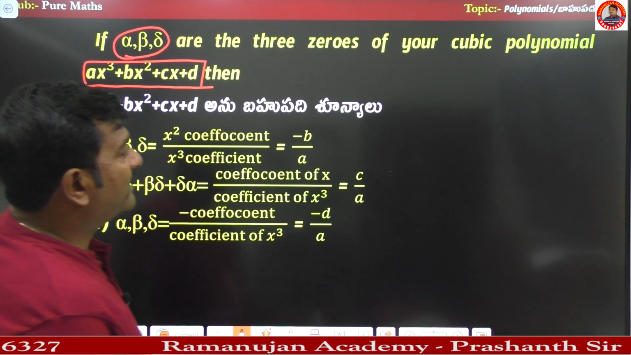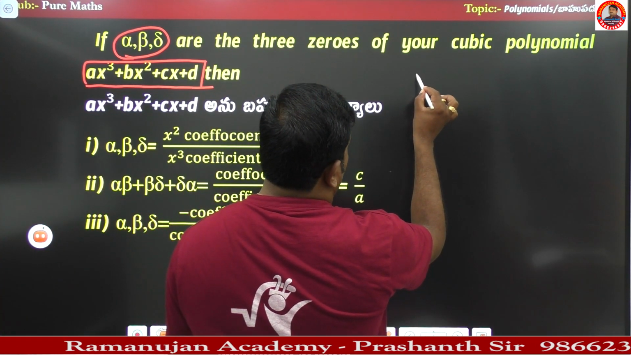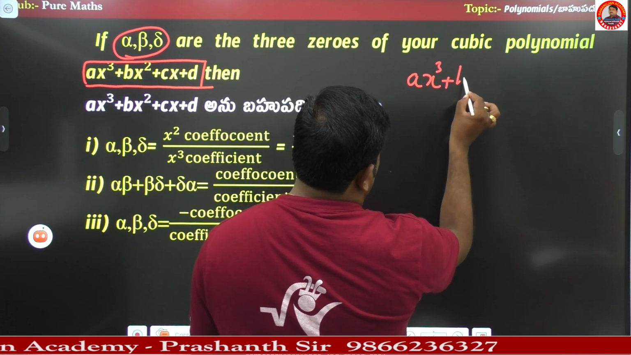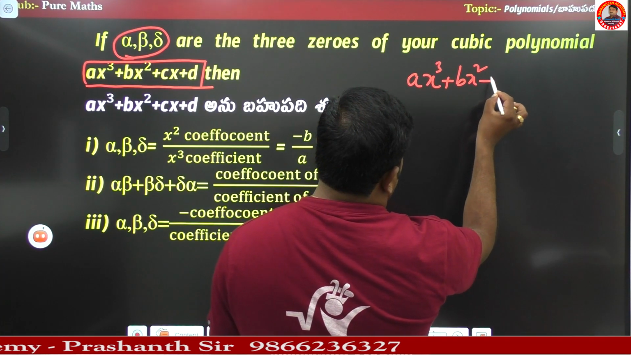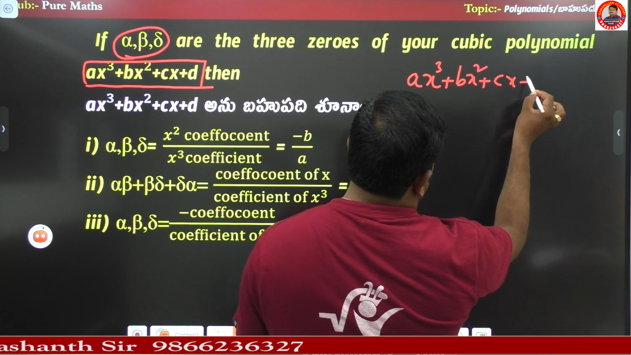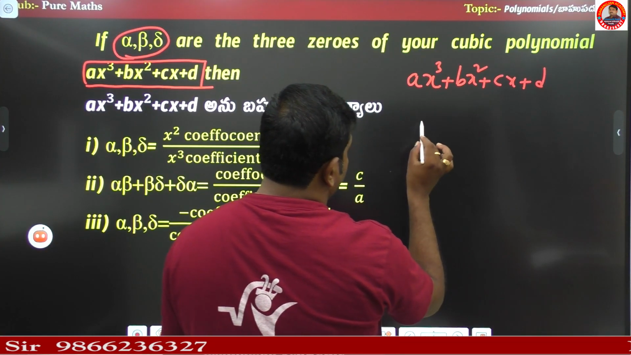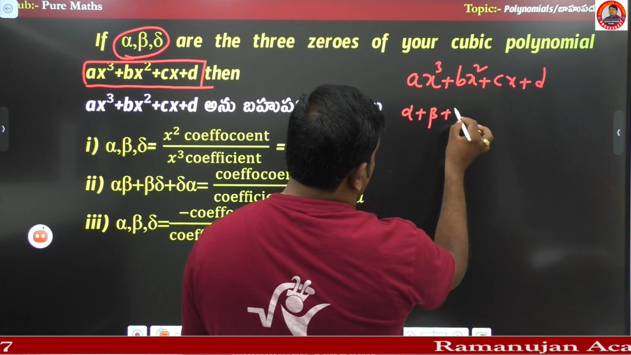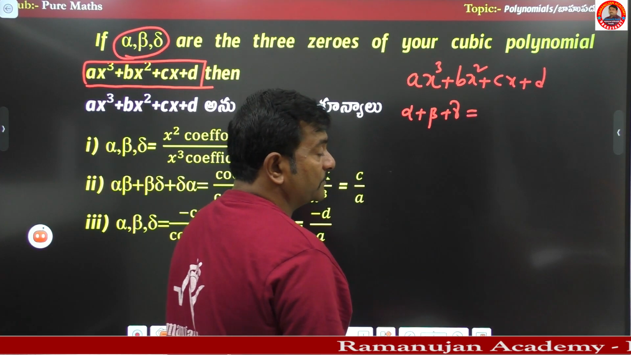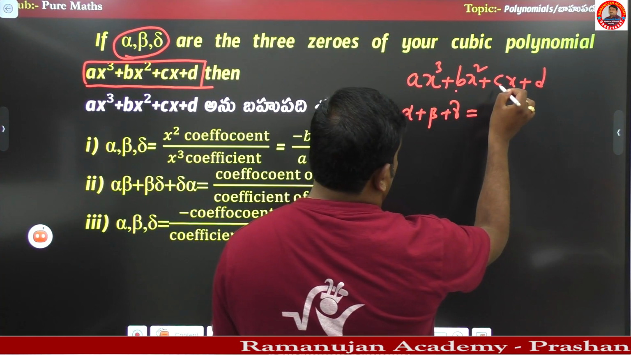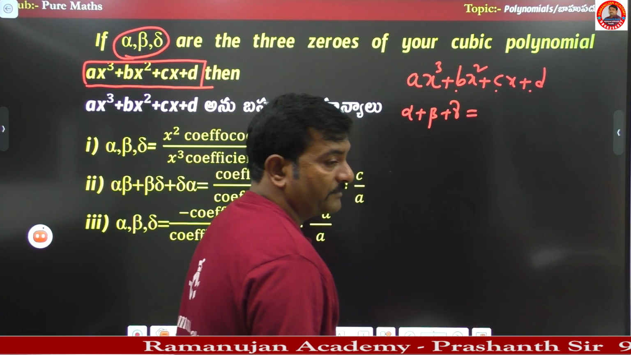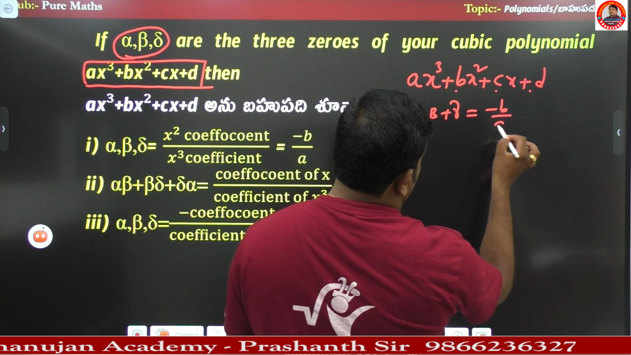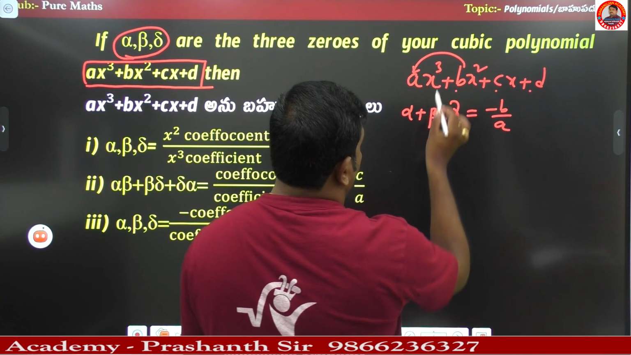Now just observe here. We write this equation once again. Just try to understand, very nice concept. ax cube plus bx square plus cx plus d is the cubic polynomial. Now you can take the sum of the roots, alpha plus beta plus gamma. Here minus, here plus, here again minus: alternate minus, plus, minus. So here you take minus b by a.